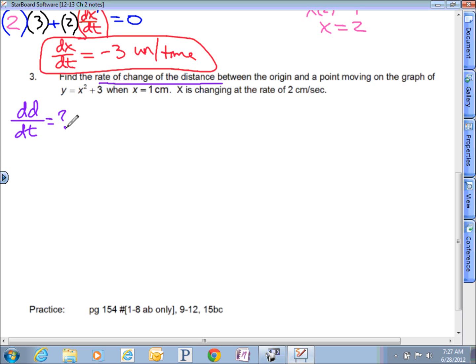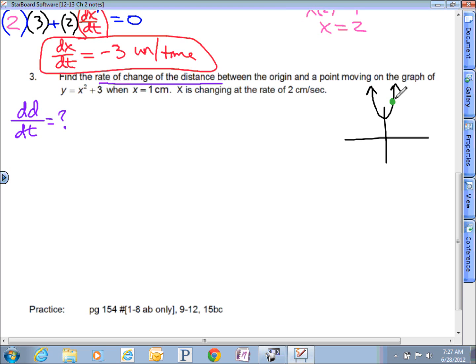Between the origin and a point moving on the graph of y equals x squared plus 3, when x equals 1 centimeter. Well, let's draw a quick sketch of this. y equals x squared plus 3 would be a parabola opening upward. It would have a y-intercept of 3. So there's a point on this thing that is effectively sliding along that parabola's graph. And as I do that, it looks like that point's x-coordinate would be changing, and that point's y-coordinate would be changing.